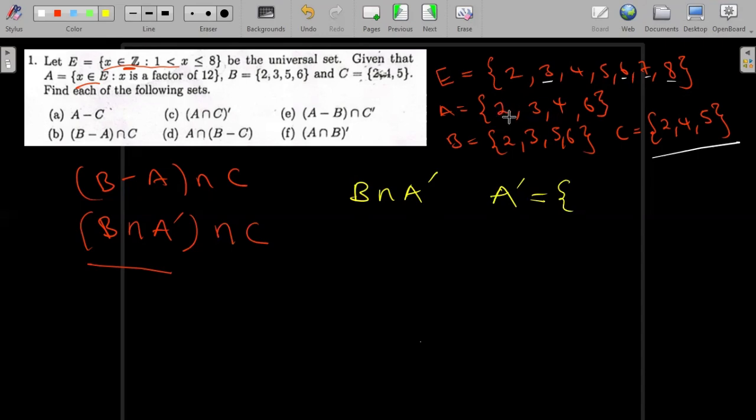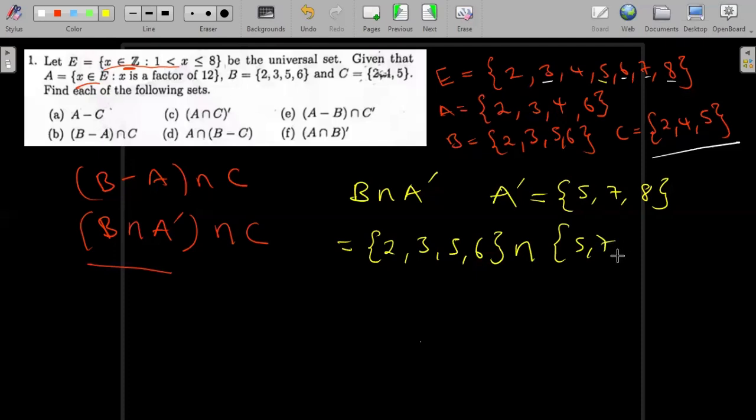So if I check, the set A has the elements 2, 3, 4, and 6. Elements that are not there: 5 is not there, so 5 will be listed. 7 is not there, so 7 will be listed, and 8 is not there either. Now, B intersect A complement: I have the set B, which is 2, 3, 5, and 6, then intersect with A complement, which is 5, 7, and 8.